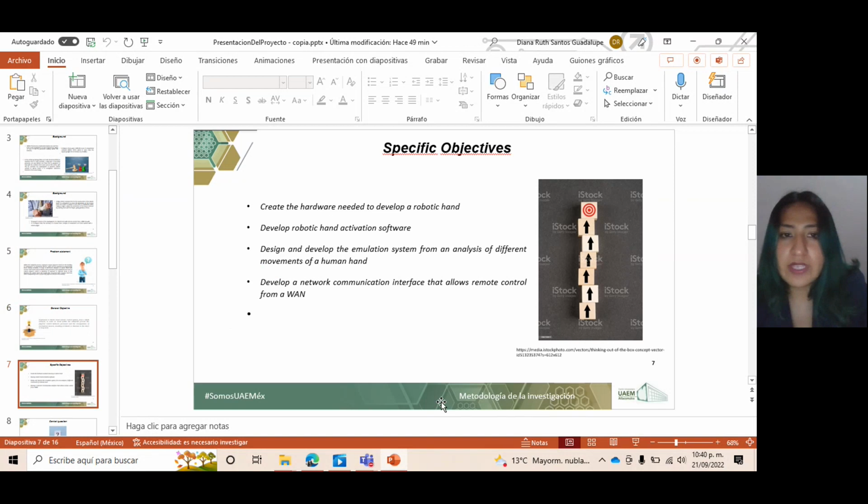The specific objectives are: create the hardware needed to develop a robotic hand, develop robotic hand activation software, design and develop the emulation system from an analysis of different movements of a human hand, and develop a network communication interface that allows remote control from an IP network.